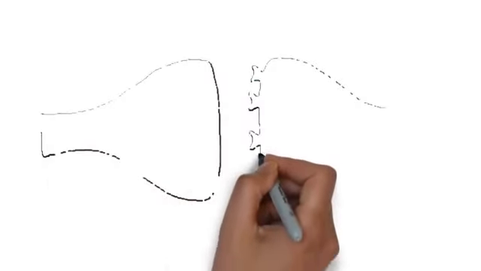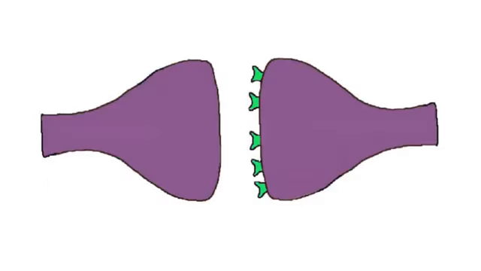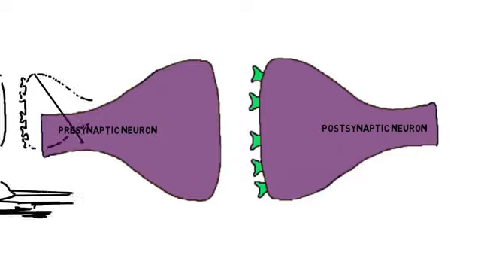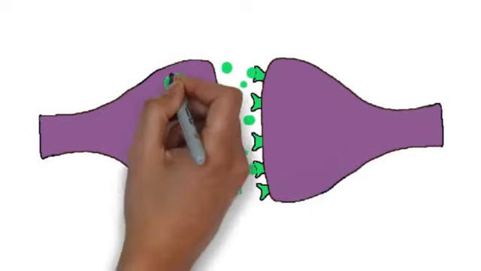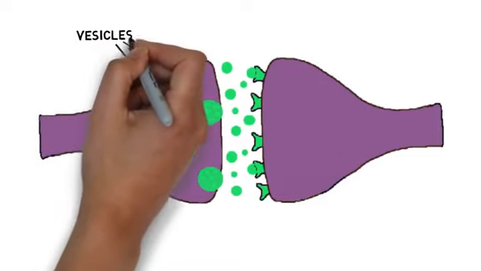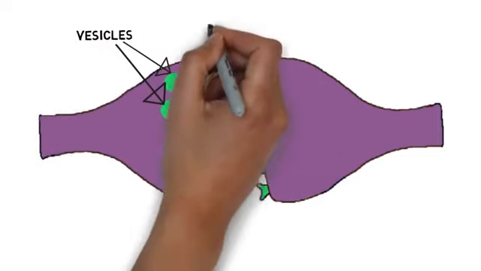The neuron where the signal is initiated is called the presynaptic neuron, while the neuron that receives the signal is called the postsynaptic neuron. In the presynaptic neuron, there are chemical signals called neurotransmitters that are packaged into small sacs called vesicles. Each vesicle can contain thousands of neurotransmitter molecules.